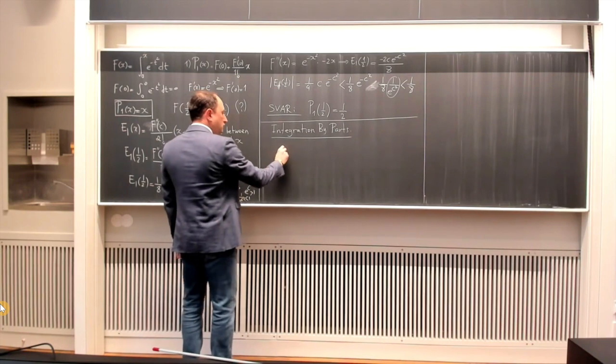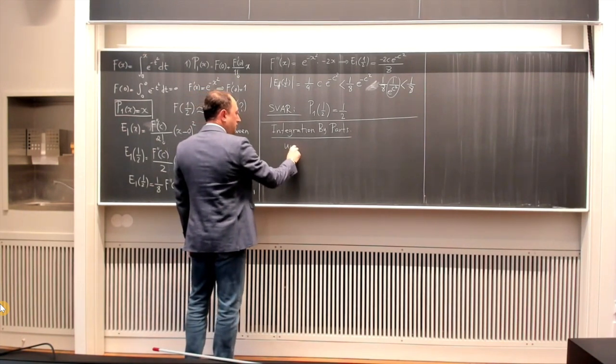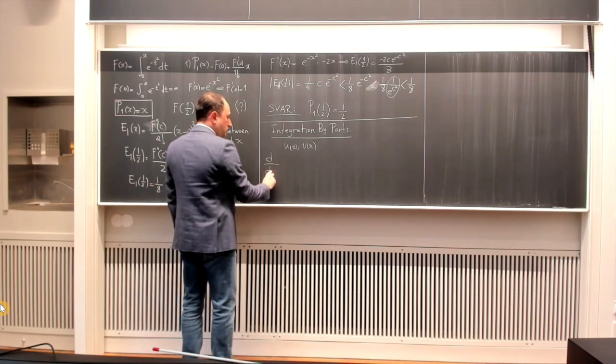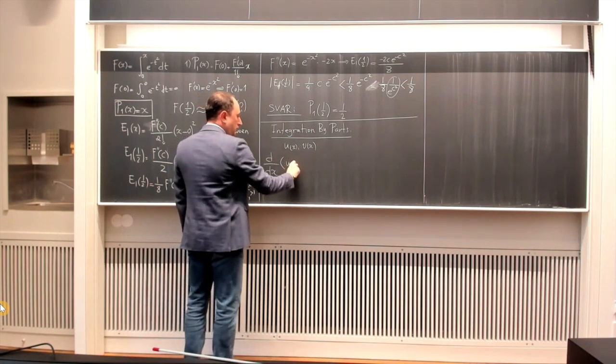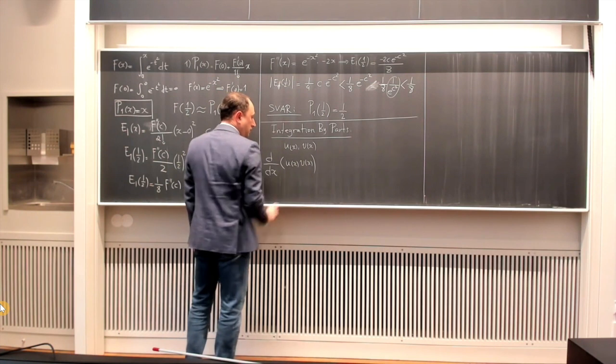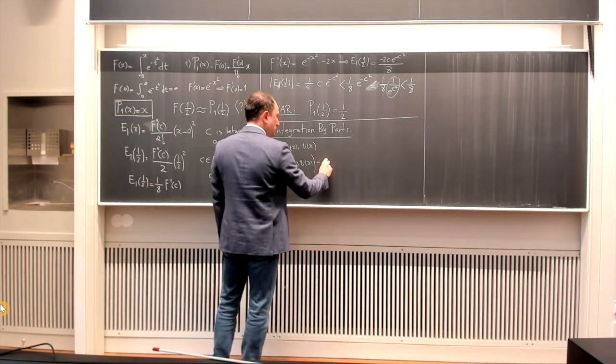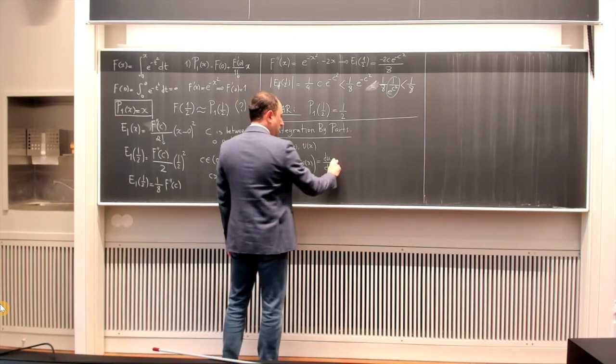So if I give you two functions, u of x and v of x, I can ask you to find the derivative of the product. And you already know the answer. The answer becomes the derivative of the first one multiplied by the second one.